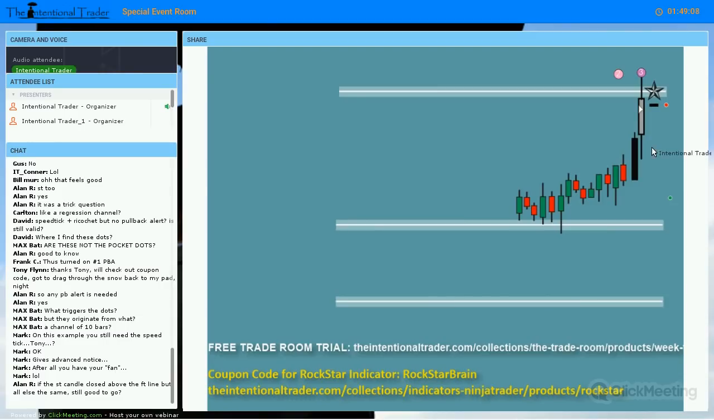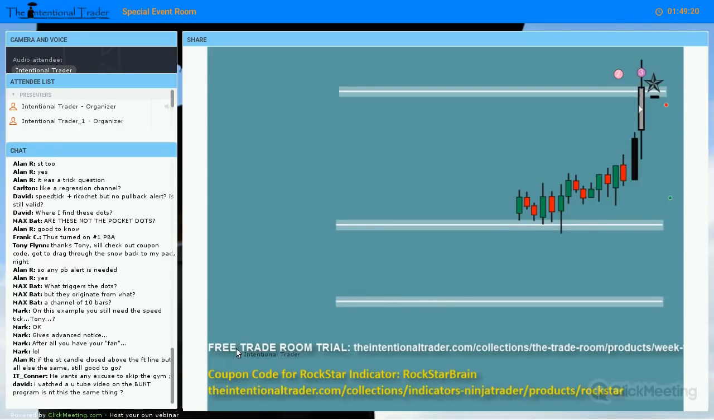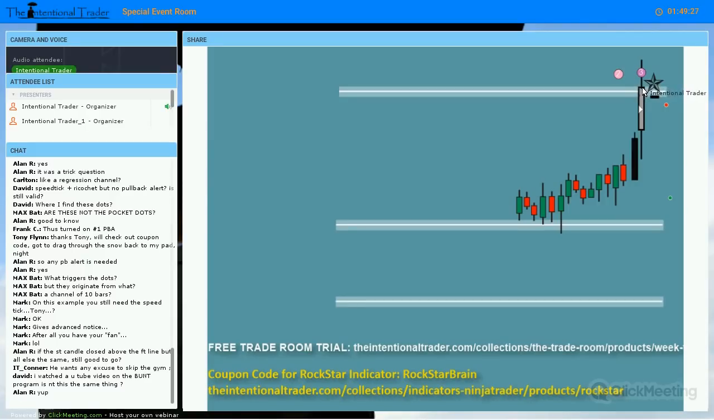If the speed tick candle closed above, I don't really care where this bar closes. It's all about where the next bar opens. Did that answer your question? Yeah, I don't care about the close of this bar. I care about the open.